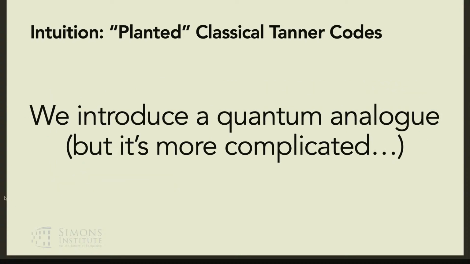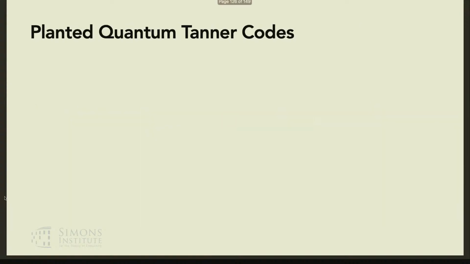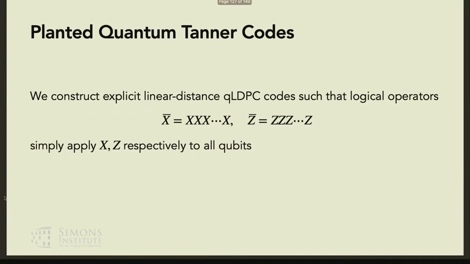Now I'm saying that we do this quantumly. It's actually a little more complicated. Classically, it's basically trivial. Quantumly, due to degeneracy issues, you have to be a bit careful. But ultimately, we get these planted quantum Tanner codes such that they're essentially explicit linear distance quantum LDPC codes that are guaranteed to have these two logical operators.